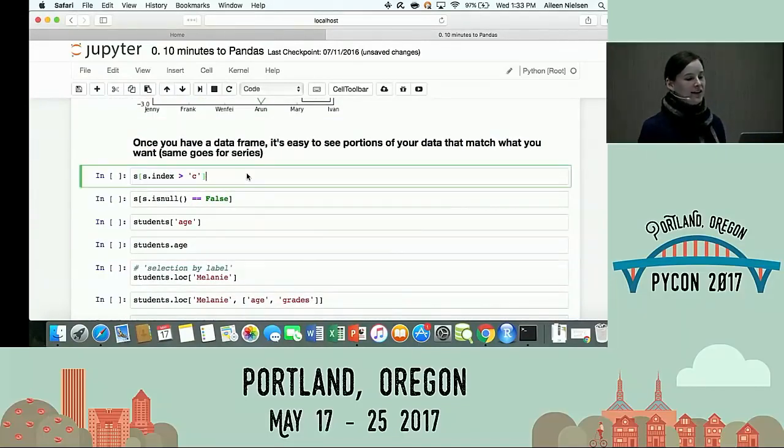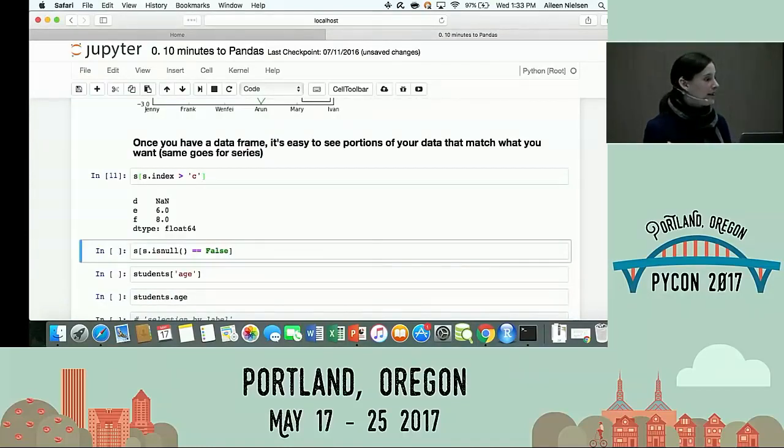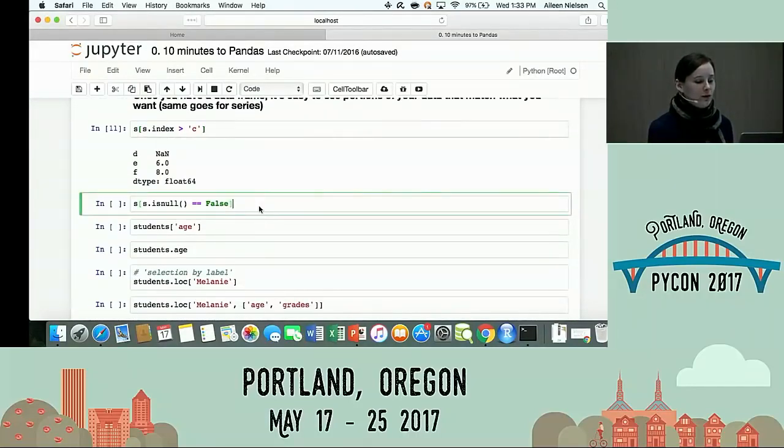You also get easy indexing, which is one of the nice things about both series and data frames. For example, in my S data frame, maybe I only want things with an index greater than C. Boom, I can do that. So if I want to look at a subset of people by alphabet or by age or whatever, I can index on that and just very quickly select who I want.